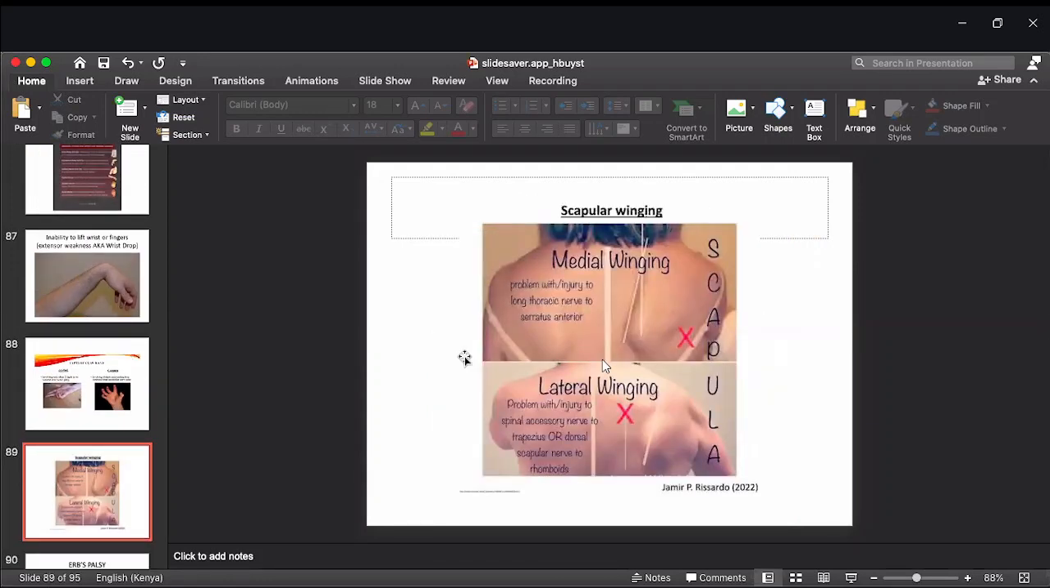Winging of the scapula, you can see medial winging and lateral winging. Medial winging is because of injury to the long thoracic nerve. The muscle that is most affected is serratus anterior. Lateral winging is because of injury to the trapezius muscle. You are unable to shrug your shoulders. So that will be because of injury to the spinal accessory nerve that supplies the trapezius muscle.